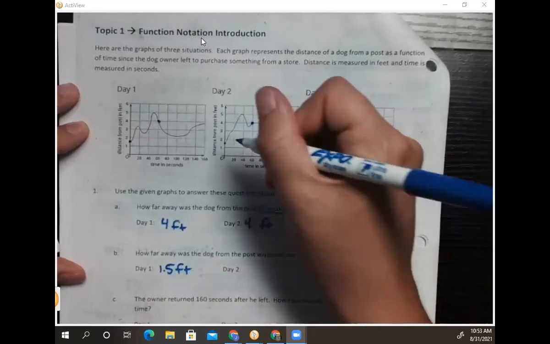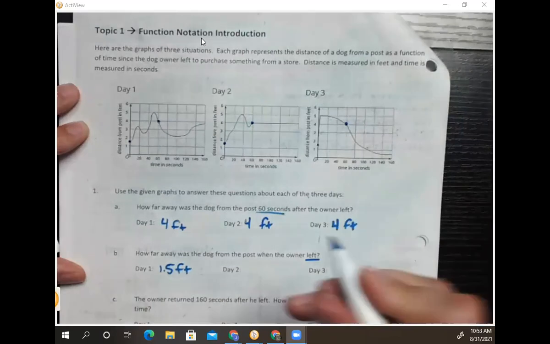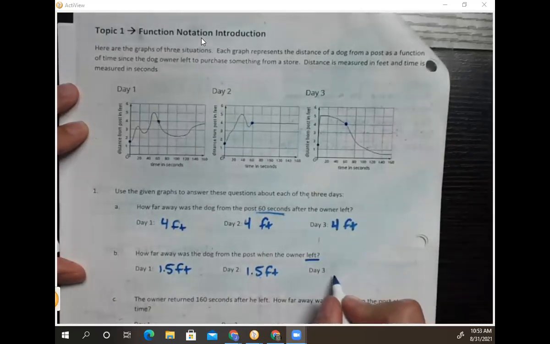How about on day two? Looks like 1.5 again. And day three? Yeah, 1.5 again.